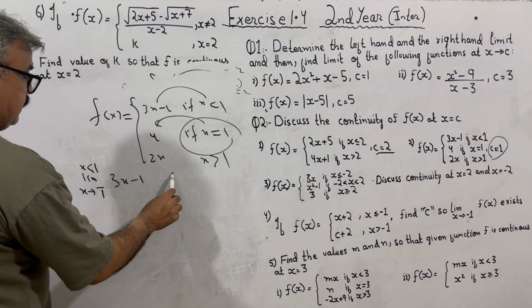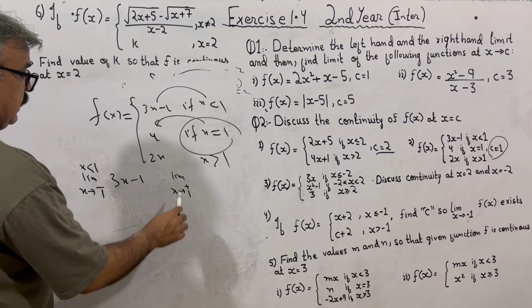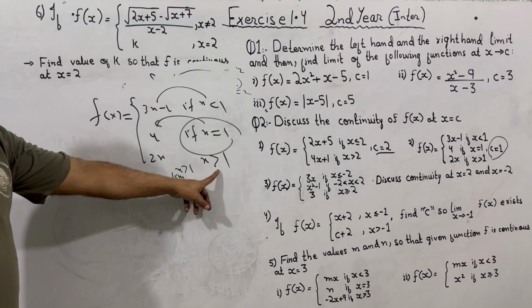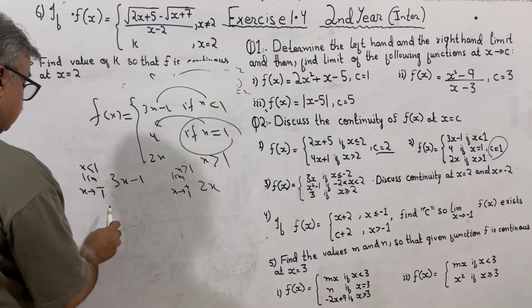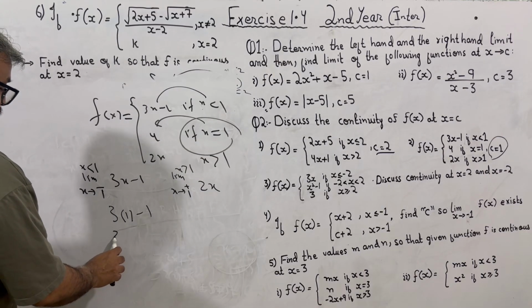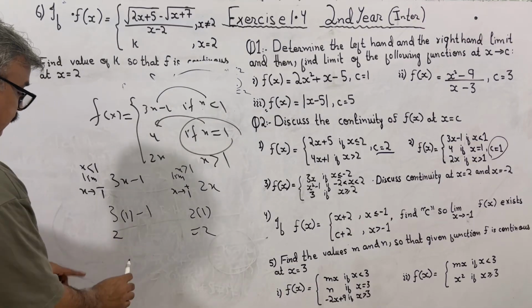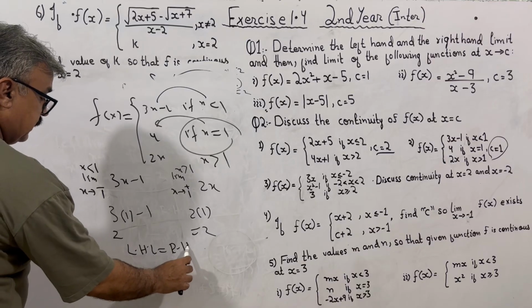What about the right hand limit? Limit x tends to 1 plus. It means x must be greater than 1, and x greater than 1 lies in that interval. The corresponding function is 2x. Put the limit: 3 times 1 minus 1, 3 minus 1 is 2. It is 2 times 1, it is 2. So, left hand limit is equal to right hand limit.